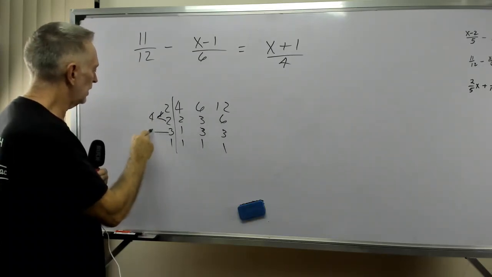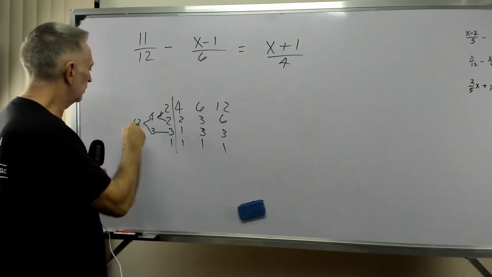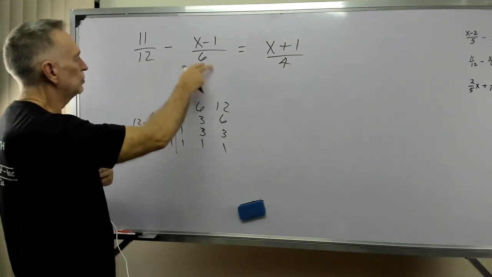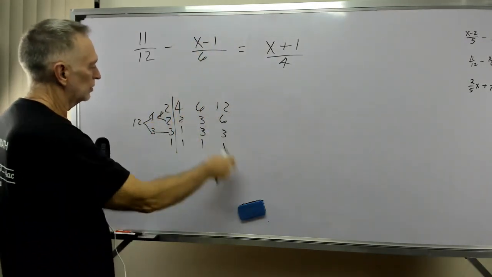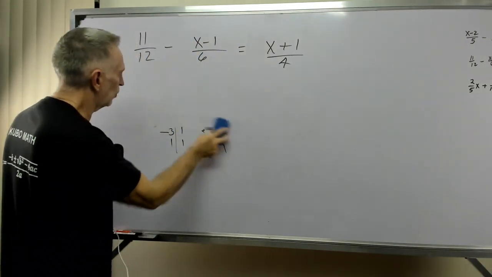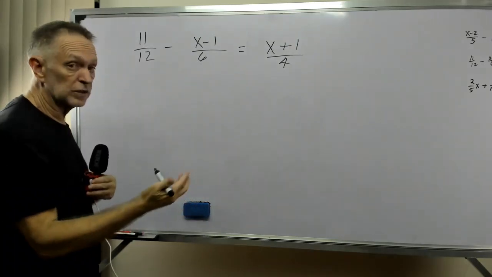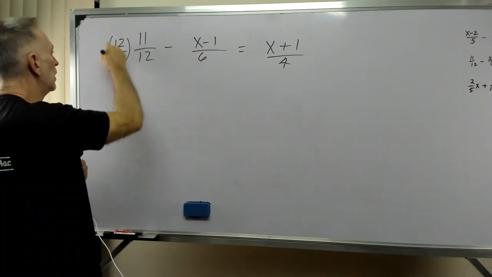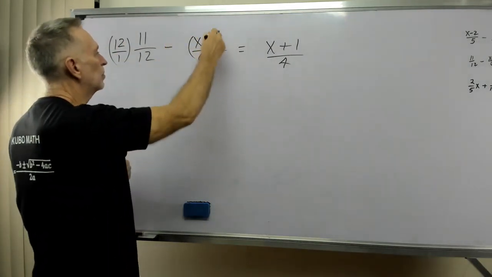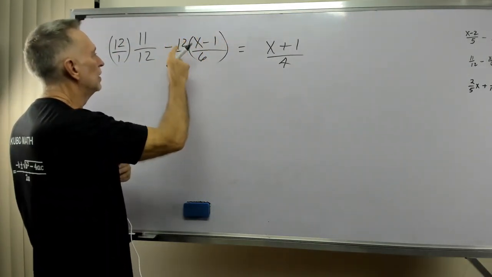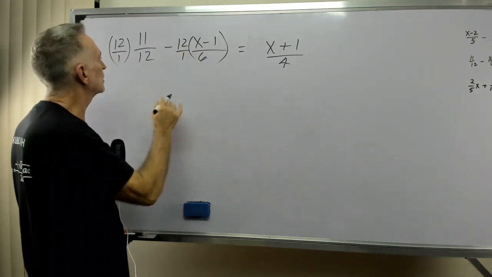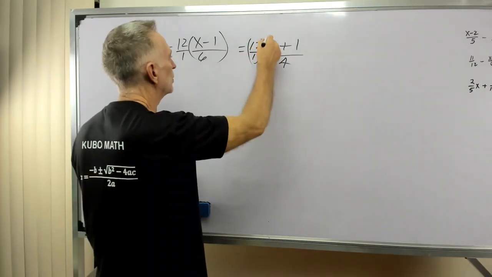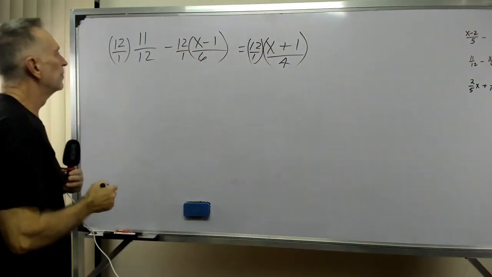4 times 3 is 12, and you can see 6 going into 12 2 times, 4 going into 12 3 times. So I can use 12 as my common multiple. Well, what does that mean? I'm going to multiply everything by 12 over 1. I'm going to put parentheses around that so I don't multiply it just by x. Okay. 12 over 1. I'll put parentheses around that also.